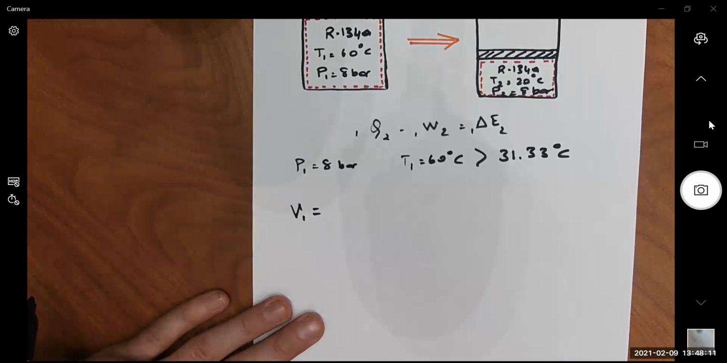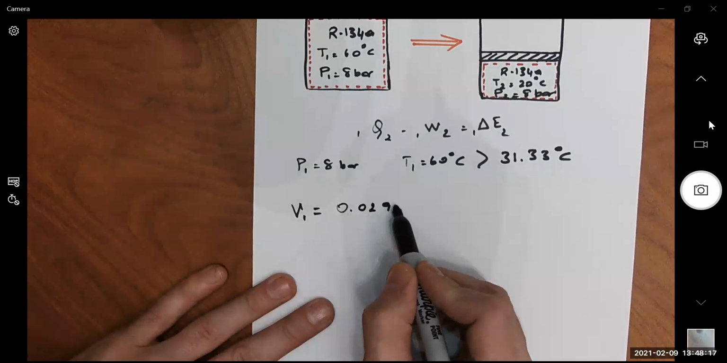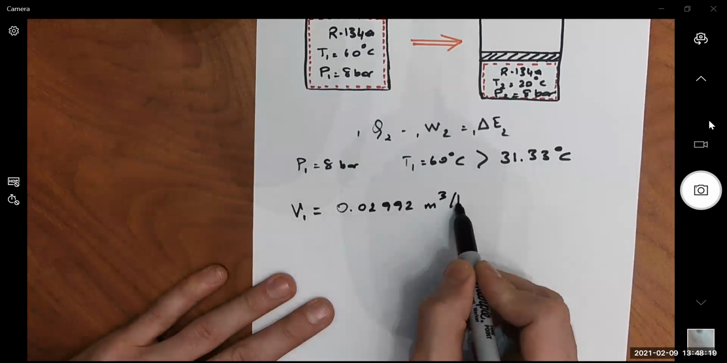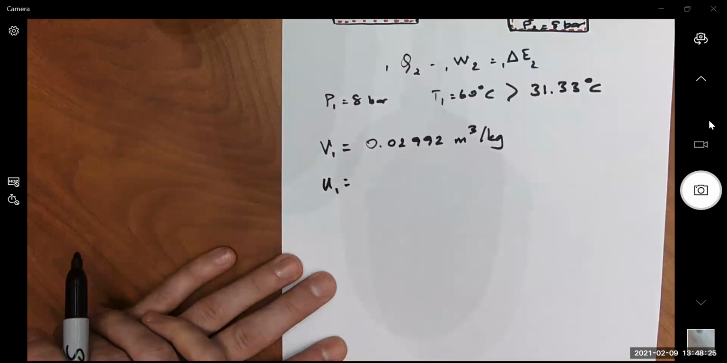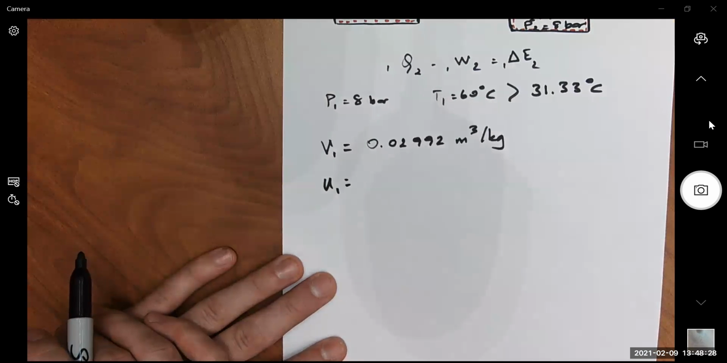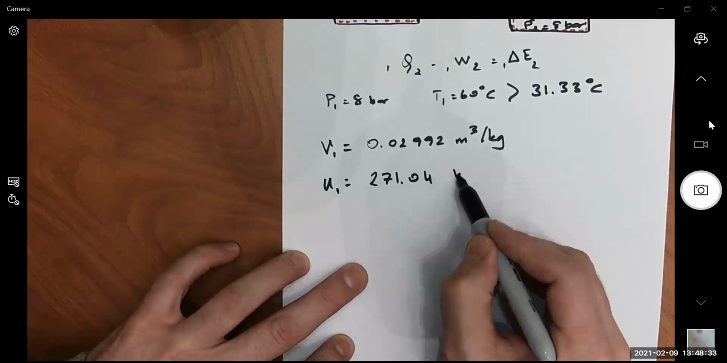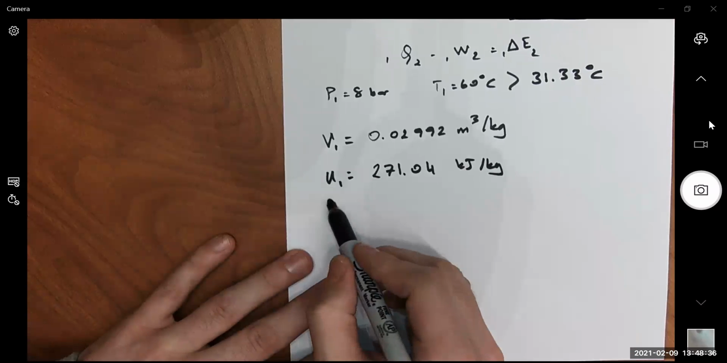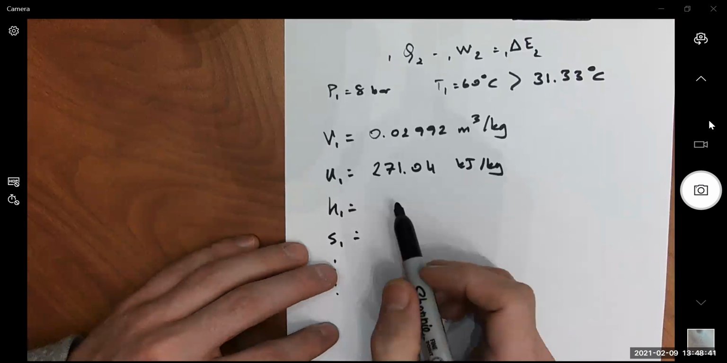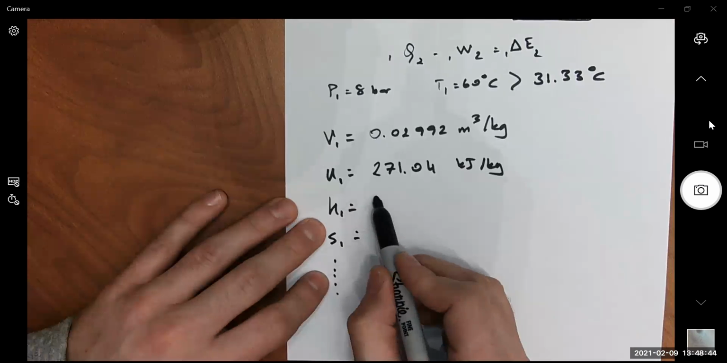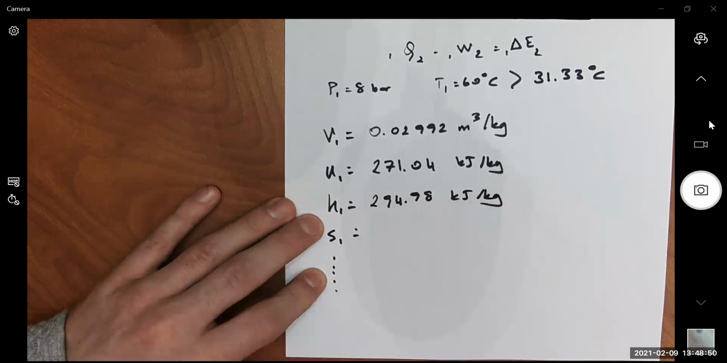The V1 will be 0.02992 meter cubed per kilogram. U1 at 8 bar at 60 Celsius, the specific internal energy, will be 271.04 kilojoules per kilogram. Enthalpy, entropy, whatever you need, you should be able to find. Enthalpy will be 294.98 kilojoules per kilogram.